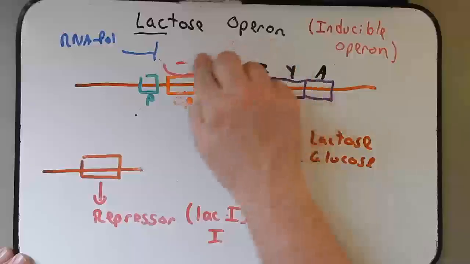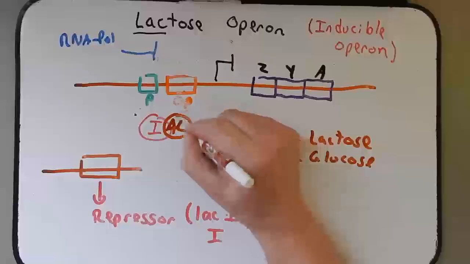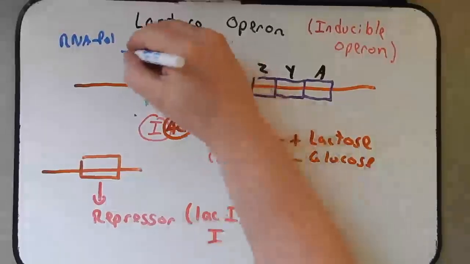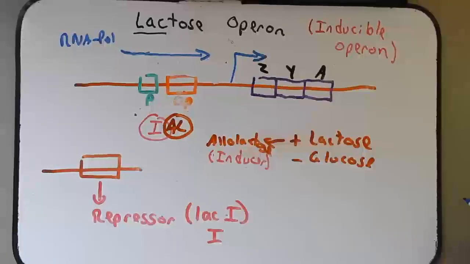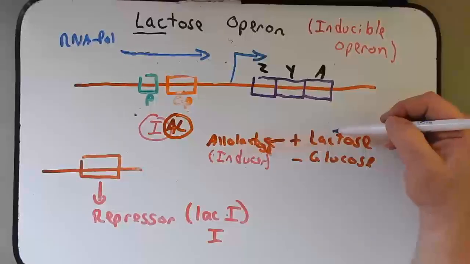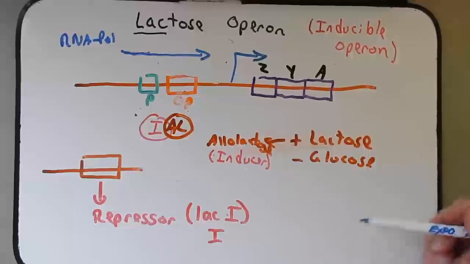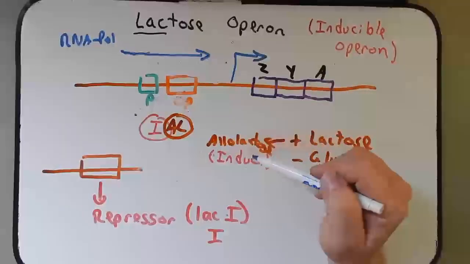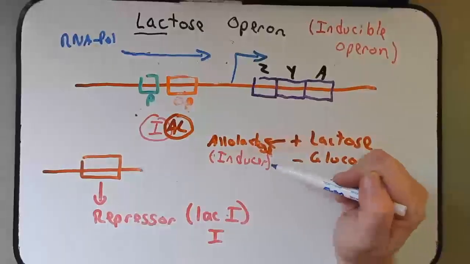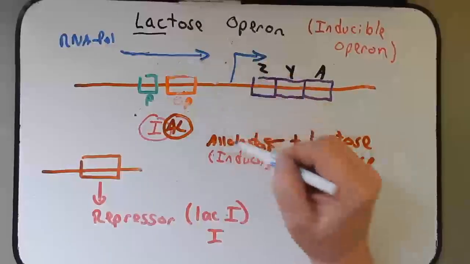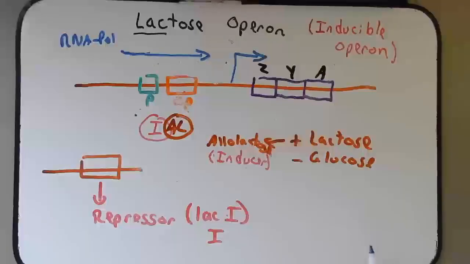So let's go ahead and do that. So now we have our I repressor here with the allolactose inducer bound to it. Once that happens, RNA polymerase can bind and turn these genes on. So now it can metabolize lactose into usable sugars for the cell. So again, when glucose is present, the repressor is bound to the operator. Once glucose is lost or gone and lactose is present, the inducer, allolactose, binds to the inhibitor and pulls it off the operator, allowing these genes to be transcribed.